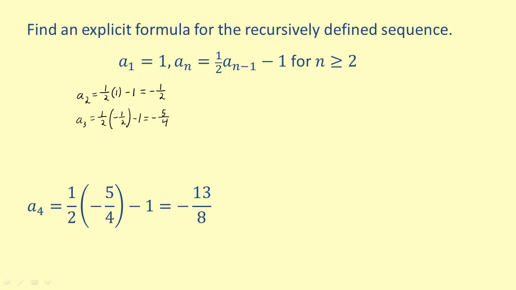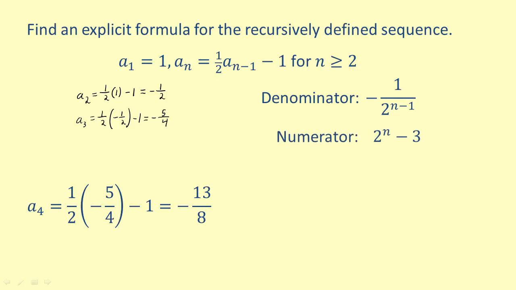Now we need to look for a pattern. The denominator for each n is 2 to the n minus 1. We can check this by verifying that 2 equals 2 to the power 2 minus 1, which it does. The same holds true for 4, which is equal to 2 raised to the power 3 minus 1, and so on. The numerator for each n is negative 2 to the n minus 3. Again, we can verify this by setting each numerator equal to 2 to the n minus 3 and substituting in the corresponding value of n.